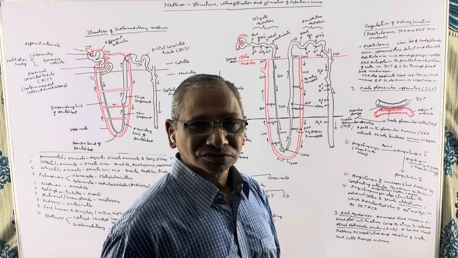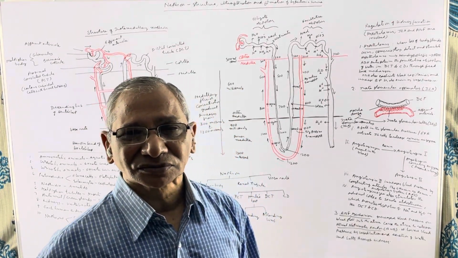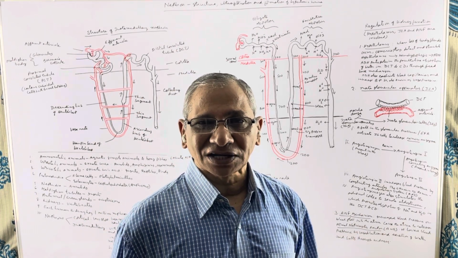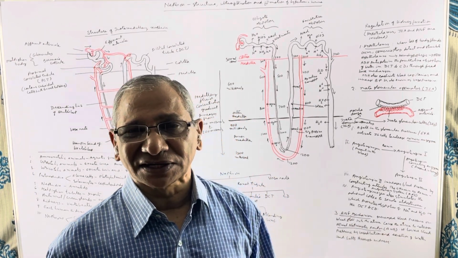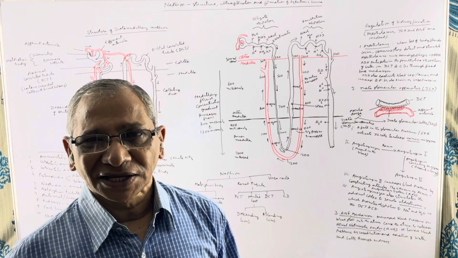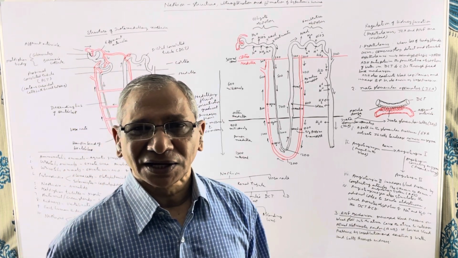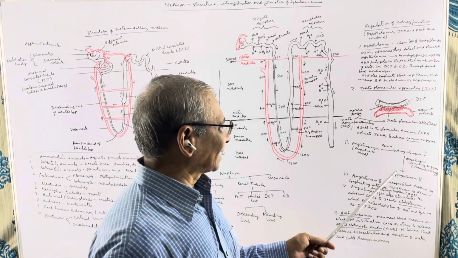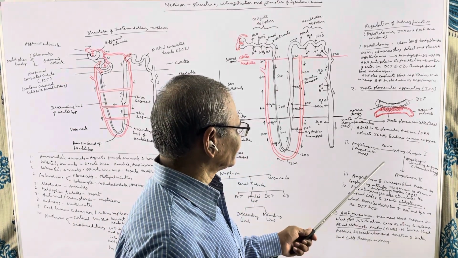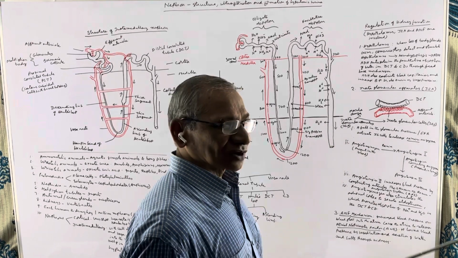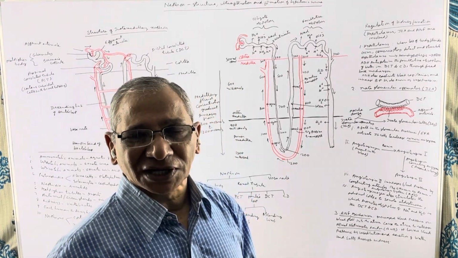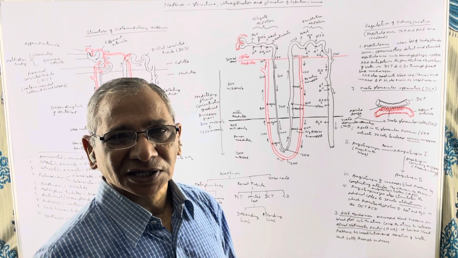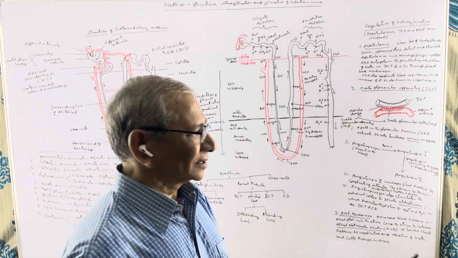one enzyme known as renin. The spelling is R-E-N-I-N. If you write R-E-N-N-I-N, it is different. R-E-N-N-I-N is formed in the digestive system. This renin, R-E-N-I-N, is formed in the kidney. So, whenever there is a fall in the blood pressure, JGA releases the enzyme renin.